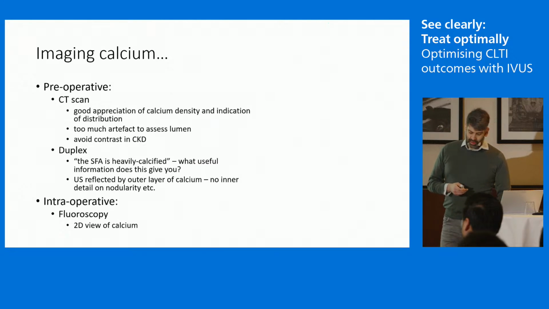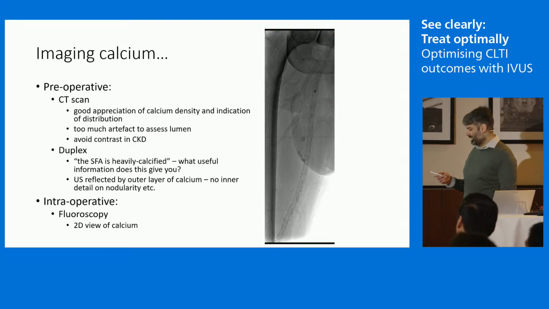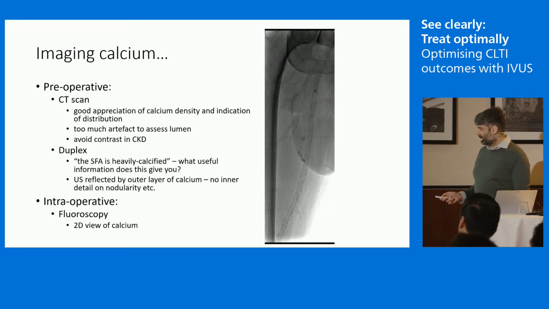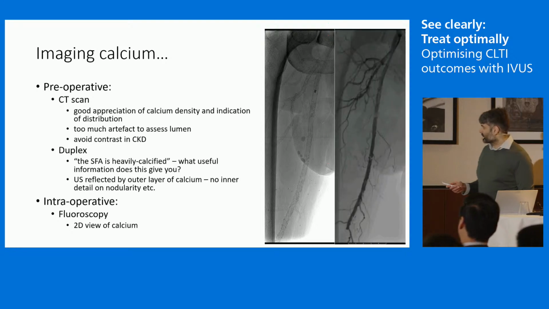Intraoperatively, we use fluoroscopy, but again, that's only a 2D view of calcium. If you have a look at this picture here, you can see clearly a PAX 4 in terms of calcium classification, with calcium up and down both sides of the artery: SFA, fem-pop, profunda, all branches. You can hint that there might be some more nodular lumps of calcium here and here, but when you actually look at the angiogram, most of that vessel is patent apart from 2 focal lesions.